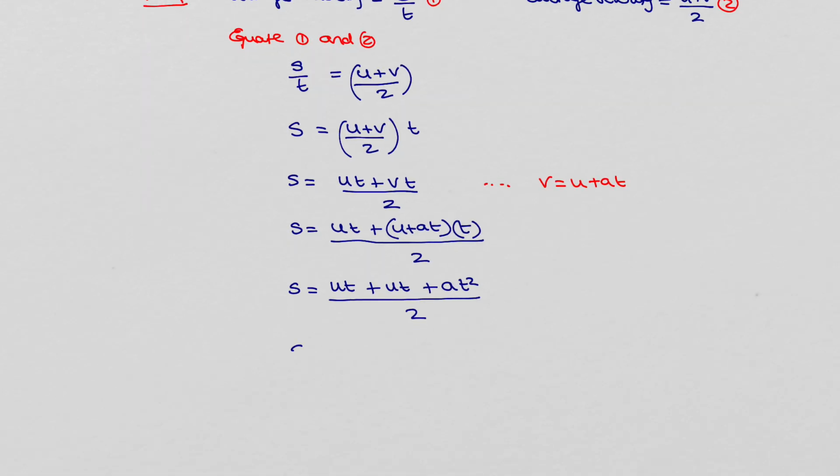So if I add the like terms there on the top, I can see I have 2ut plus at squared all over 2. And if I divide everything on the top by 2, 2ut divided by 2 gives me ut, and at squared divided by 2 is the same as saying a half at squared. And of course, that's the second equation of motion that I wanted to prove.